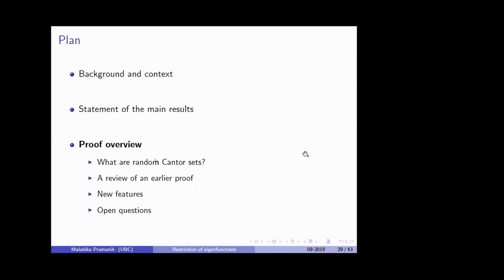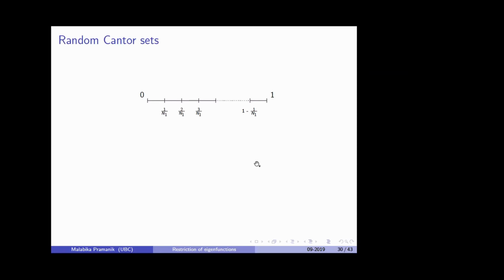So in terms of the proof overview, the last thing we talked about was this family of random Cantor sets. So what are random Cantor sets? What do they look like? So here's a picture. In our setting, I'm going to only stick to the situation where n equals 1. You start with a unit interval 0 to 1.